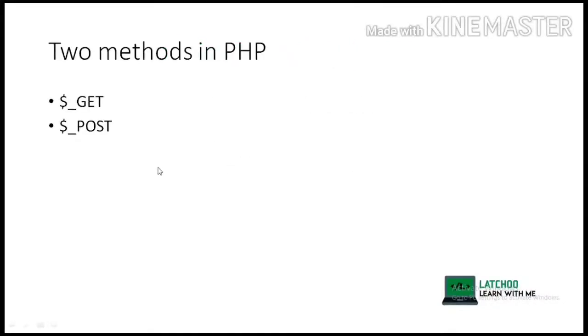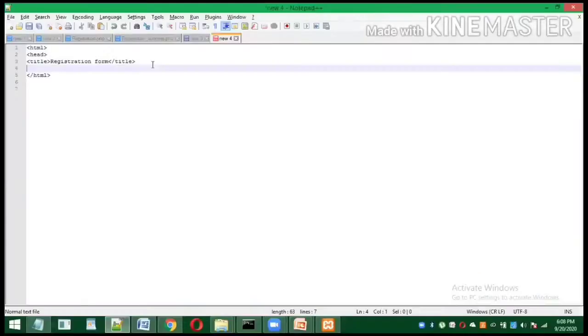There are basically two methods in PHP. One is the get method and the other one is the post method. In the get method, we send the value through the URL, and in the post method, we send the value through headers.